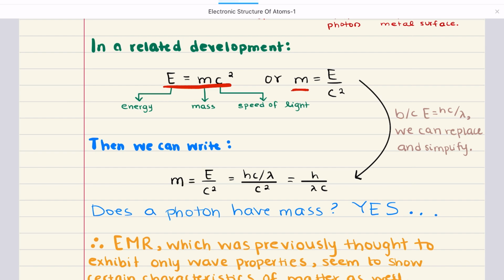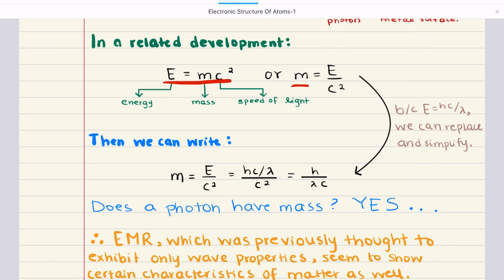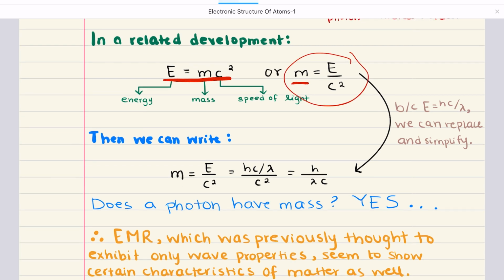So for instance, the mass of a photon can be calculated using its energy expression, which is dependent on wavelength. Now, the main point here is, and be very careful, photons have no rest mass, but they do exhibit mass in a relativistic sense. And because we know E equals Planck's constant times the speed of light over wavelength, we can replace E with that expression and see that there's a relationship between mass and wavelength. Again, does a photon have mass? It doesn't have rest mass, but it has relativistic mass.